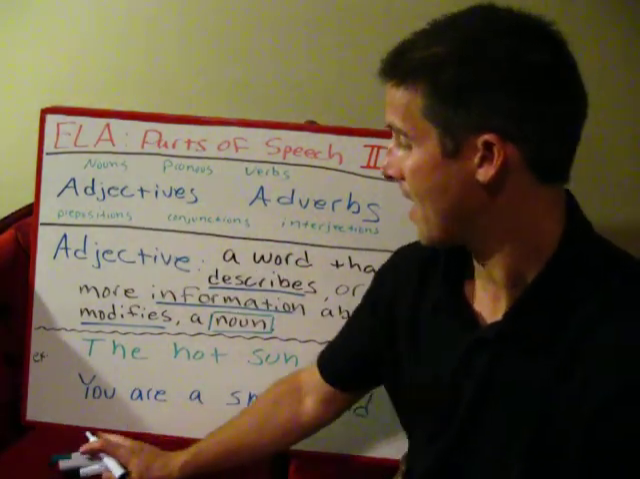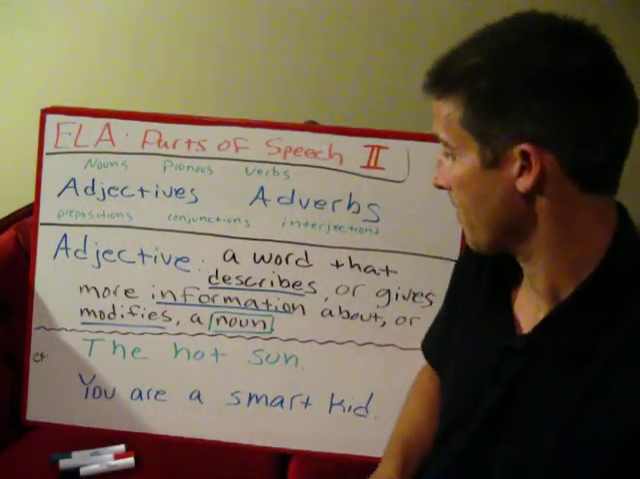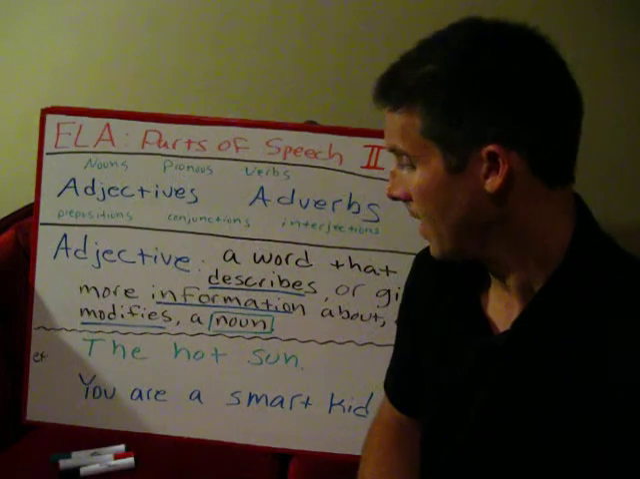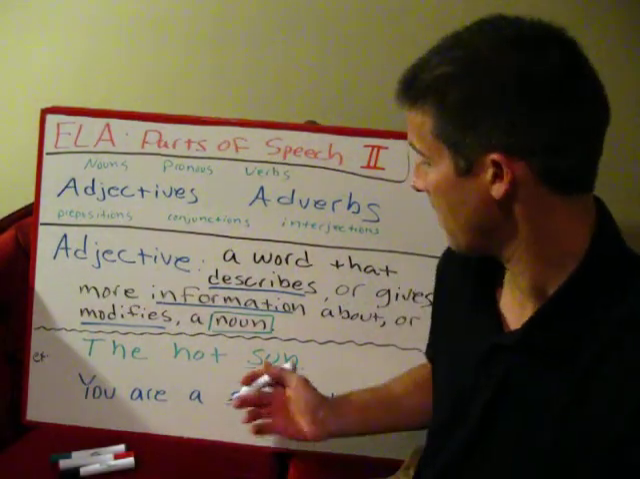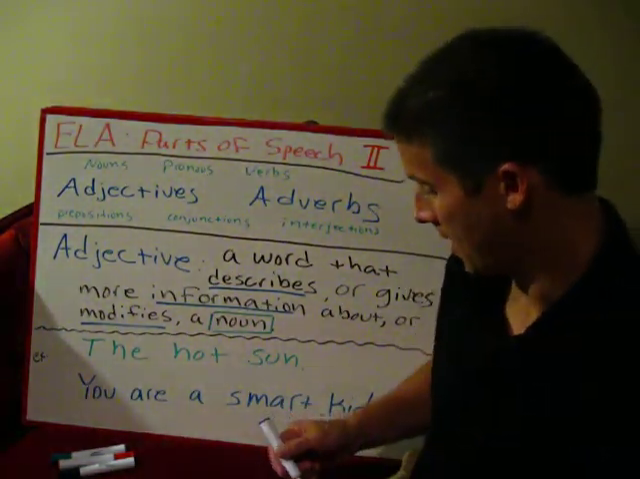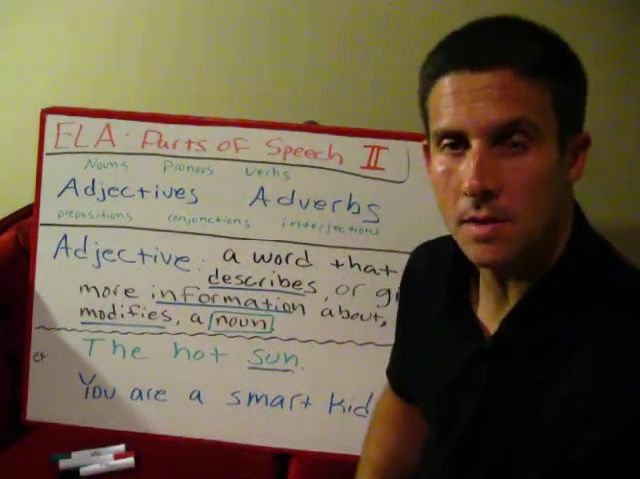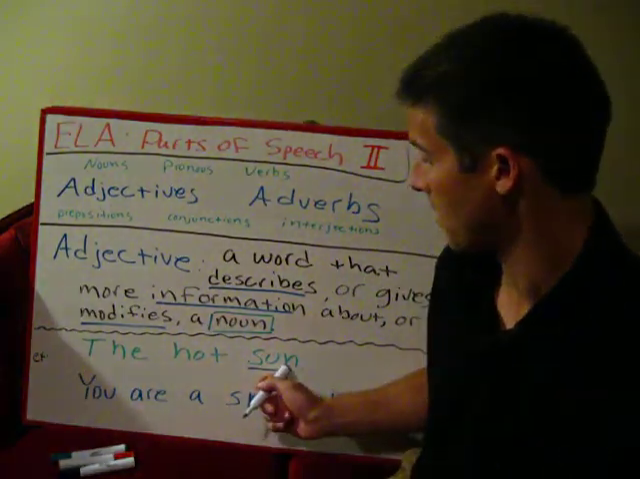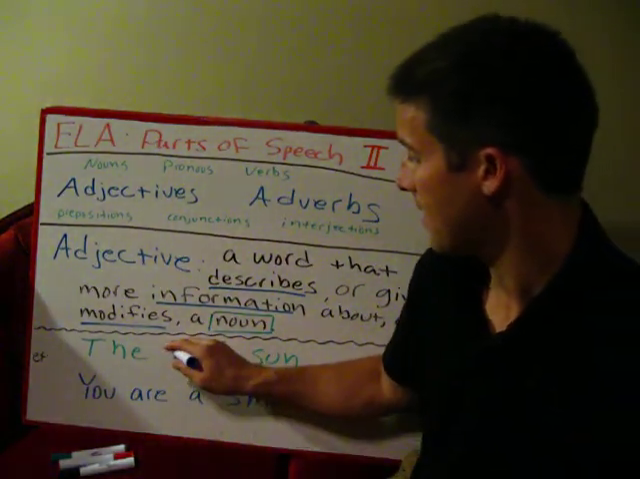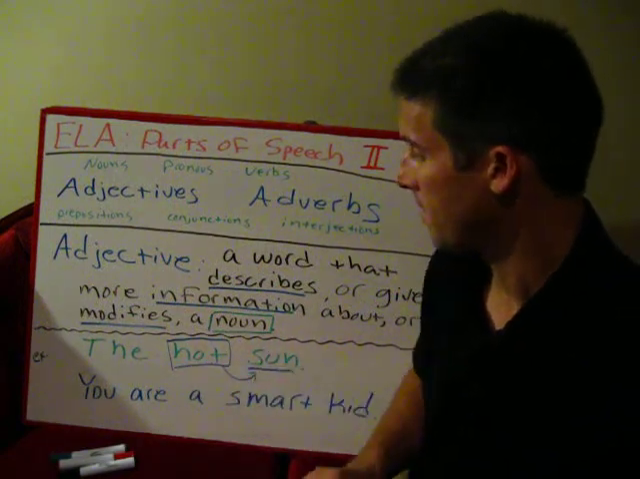The best way to talk about adjectives is to simply just do some examples. See if you can pick them out. Here we have a very simple sentence. The hot sun. Now if you can pick out the noun, what's the person, place, or thing in this sentence? Well, I know the thing is the sun. I see it all the time. What word describes the sun? What gives more information about the sun? What kind of sun? The word hot. So hot is our adjective that describes the noun sun.